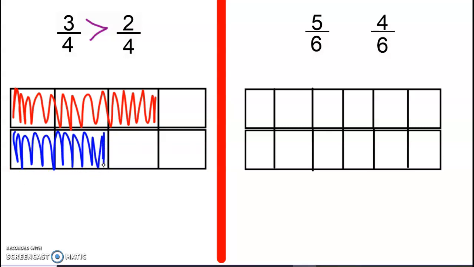Because they have the same number of pieces, the bigger top wins the game. Okay, so 3/4 is greater than 2/4. Let's try the next one.